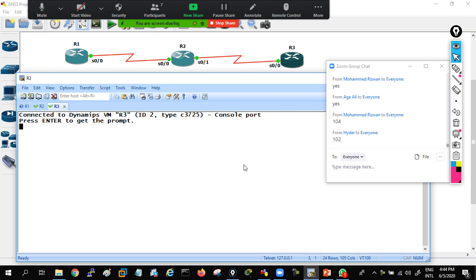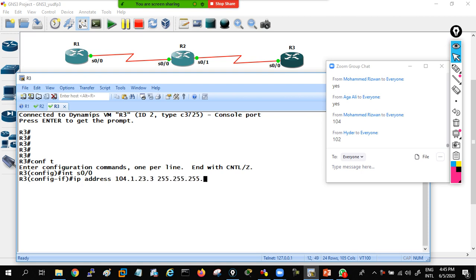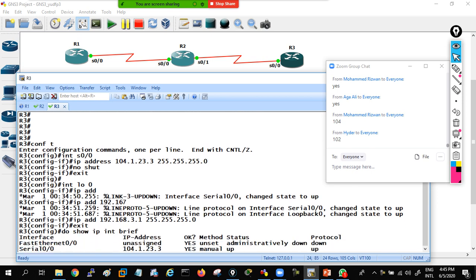Now, conf t, interface serial 0/0, IP address 104.1.23.3, 255.255.255.0, then no shut. Interface loopback 0, IP address 192.168.3.1, 255.255.255.0. There you go. Do show ip interface brief.